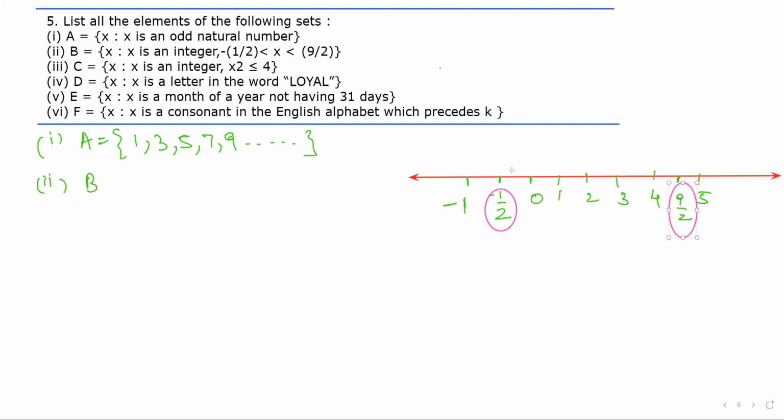And you have to find out all the integers. X is an integer between these values, not including these values by default. So x would be an integer from this value to this value. Let's write it out. 0, 1, 2, 3, and 4.